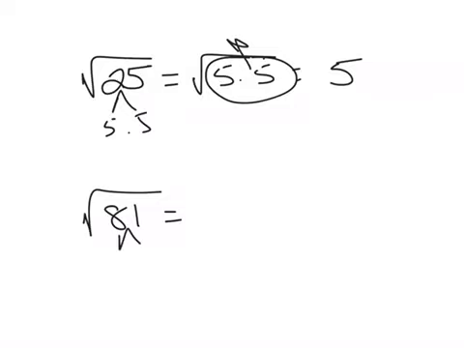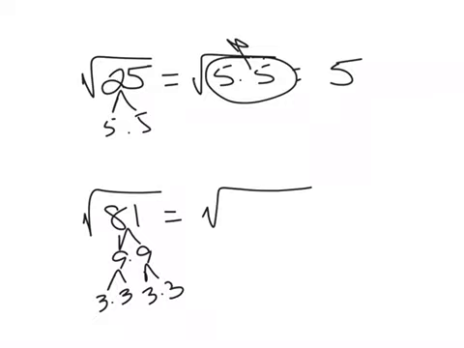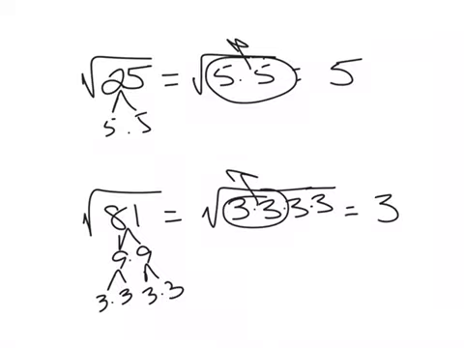Now, 81 will break down into 9 times 9, which then breaks down into 3 times 3 times 3 times 3. So if we put it in the radical, we get 4 3's. Now again, since we're looking for square roots, we're looking for two of a kinds. So I've got a pair of 3's here that can jump out. But I also have a second set of 3's that can also jump out. So we end up with the square root of 81 being 3 times 3, because we take the numbers that are on the outside and we put them together. So we end up with 9. So the square root of 81 is the same thing as 9.